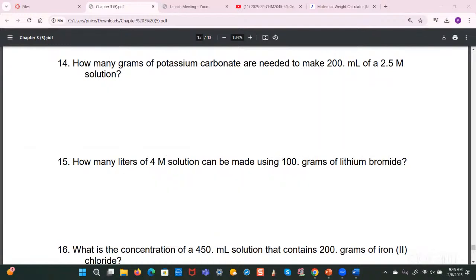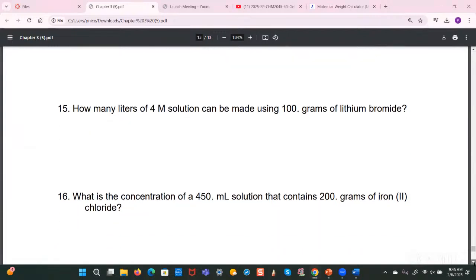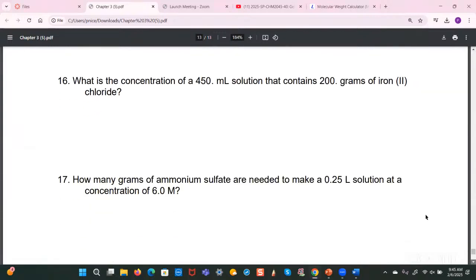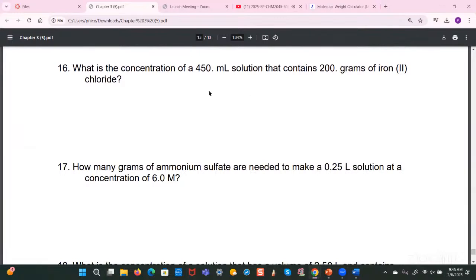All right, so let me scroll down to the next question, 16. It says, what is the concentration of a 450 ml solution that contains 200 grams of iron 2 chloride? So presumably the concentration they're asking for would be in moles per liter. So how would you tackle this problem? Again, remember, molarity is equal to moles over liters, right?